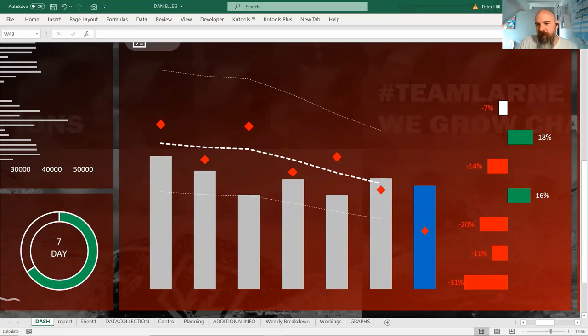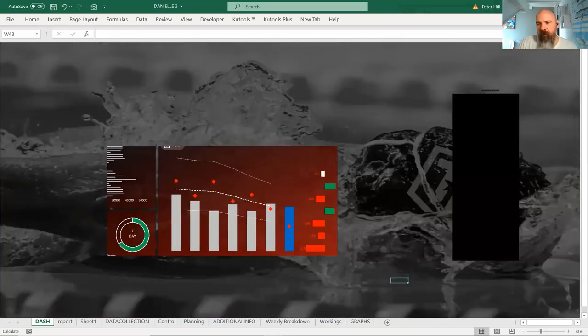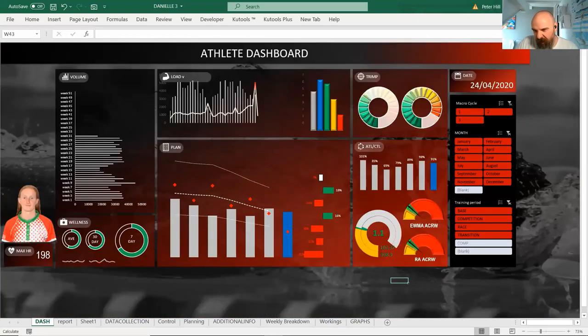So I'm going to zoom out here so you can see the whole thing. All right, so this is the dashboard. As you can see, it's fully interactive. It's quite nice. So we have Danielle's max heart rate goes in over here. This is volume in terms of swimming volume. As you can see, it's dropped off a cliff because there is no swimming.